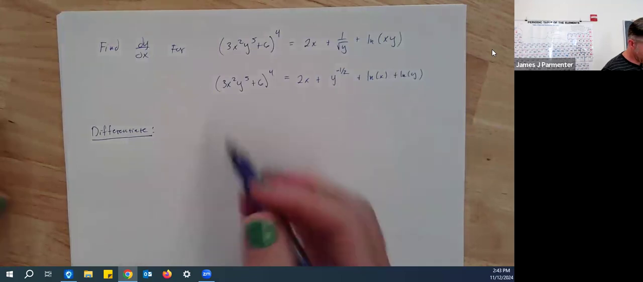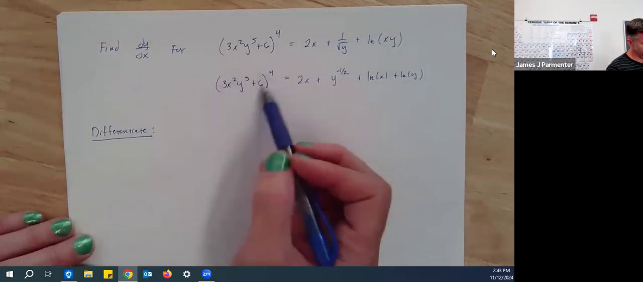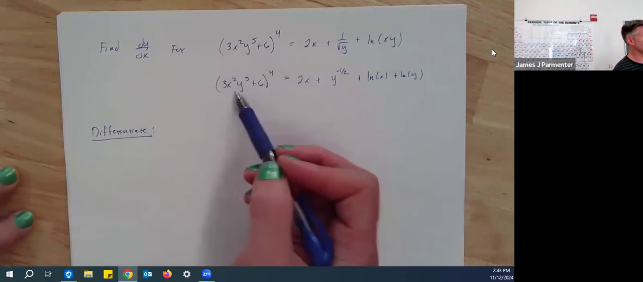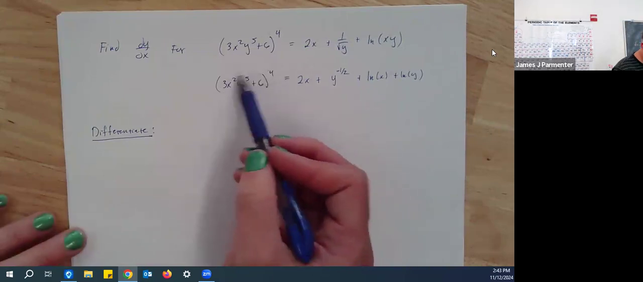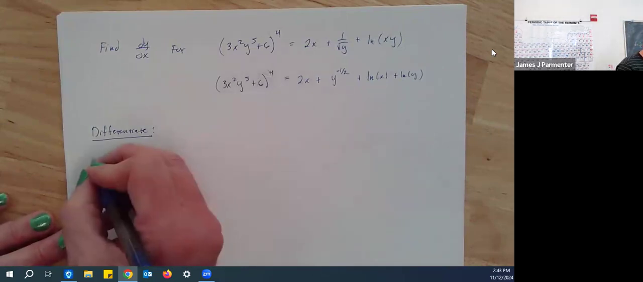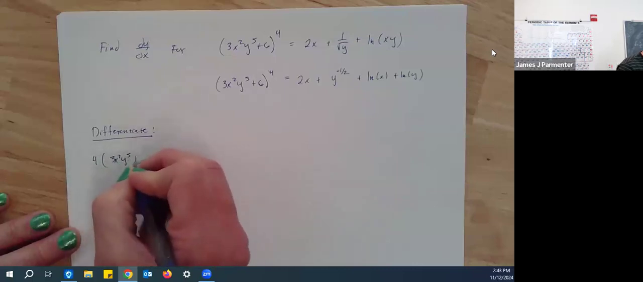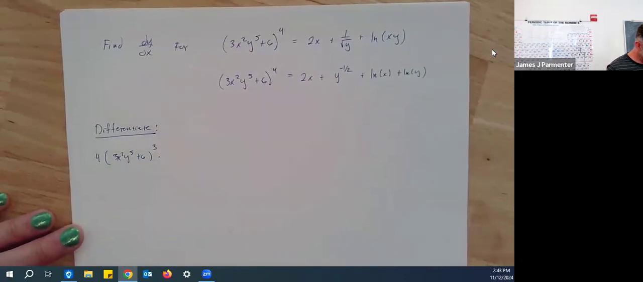All right, so starting with the left-hand side, oh my goodness. We have a whole bunch of stuff to the 4th power. And just like the derivative of tangent to the 4th was 4 times tangent cubed times the derivative of tangent, the derivative of all this stuff to the 4th power is going to be 4 times all that stuff to the 3rd power times the derivative of the inside stuff.